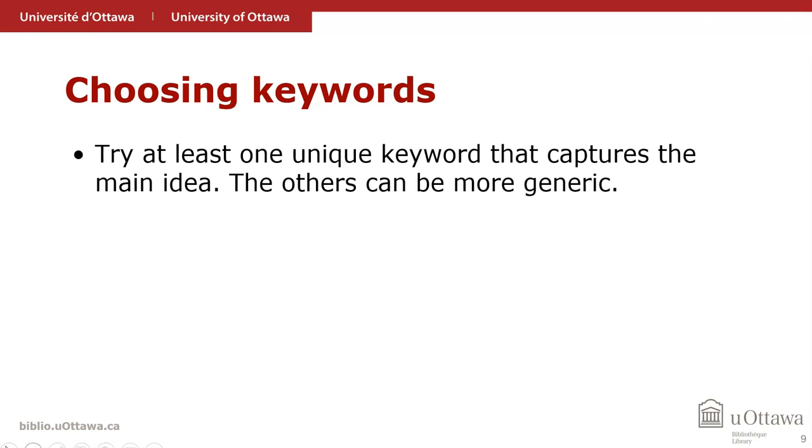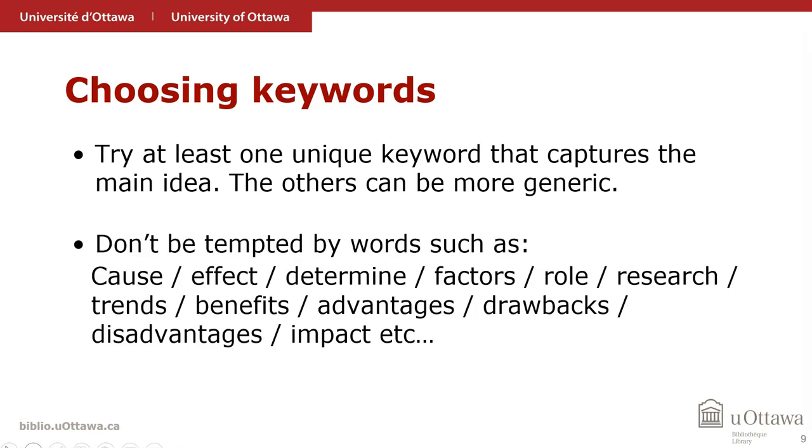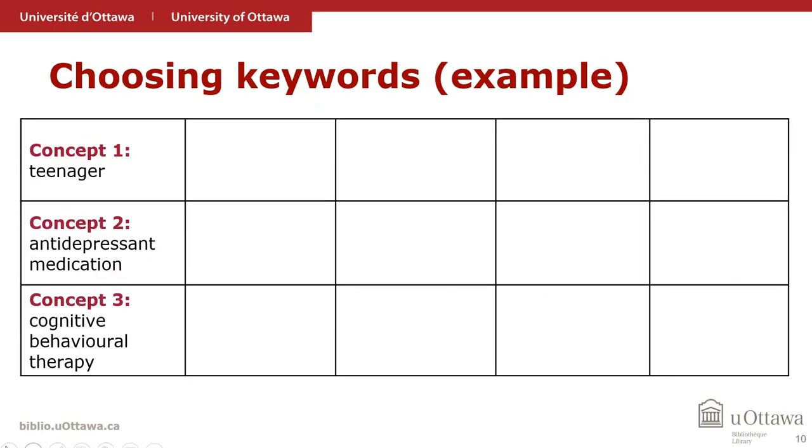First, you need to try to have at least one unique keyword that captures the main idea. The others can be more generic. You don't want to be tempted by words such as cause, effect, determine, factors, and so on. Adding these terms to your search strategy will lead to too many results. Instead, name a specific advantage or factor that you would like.